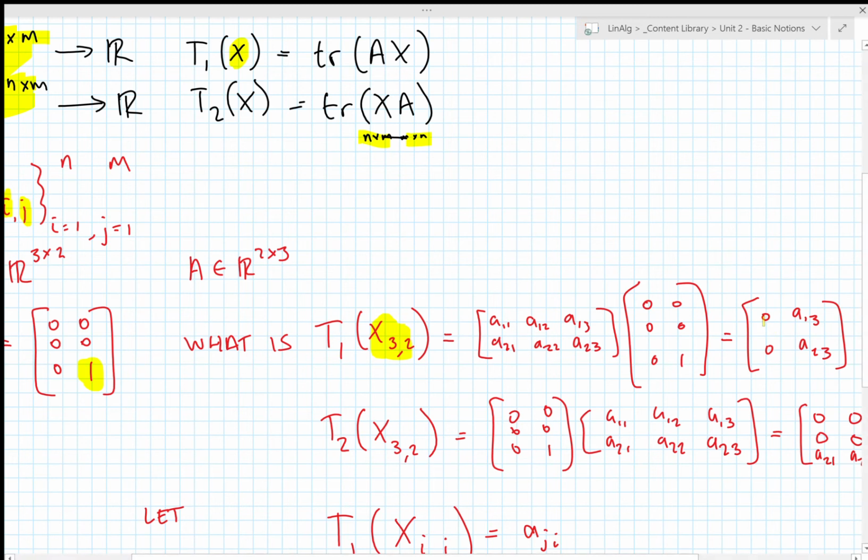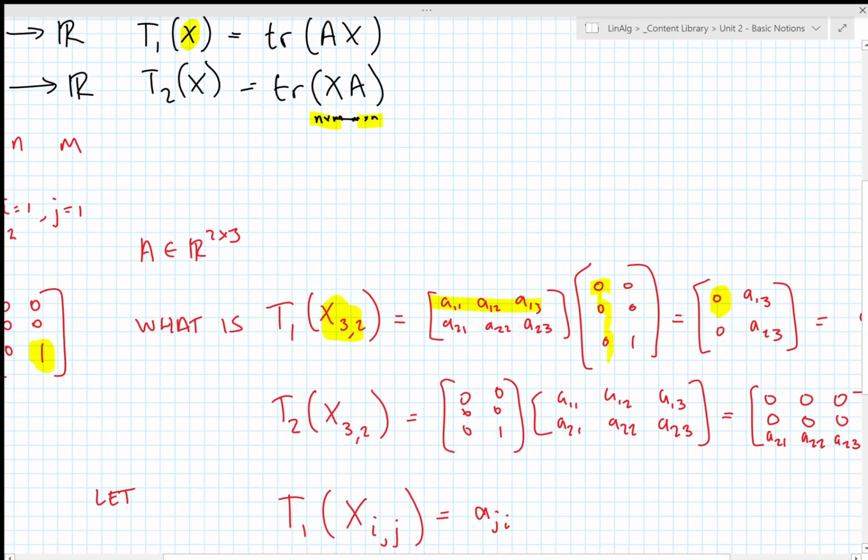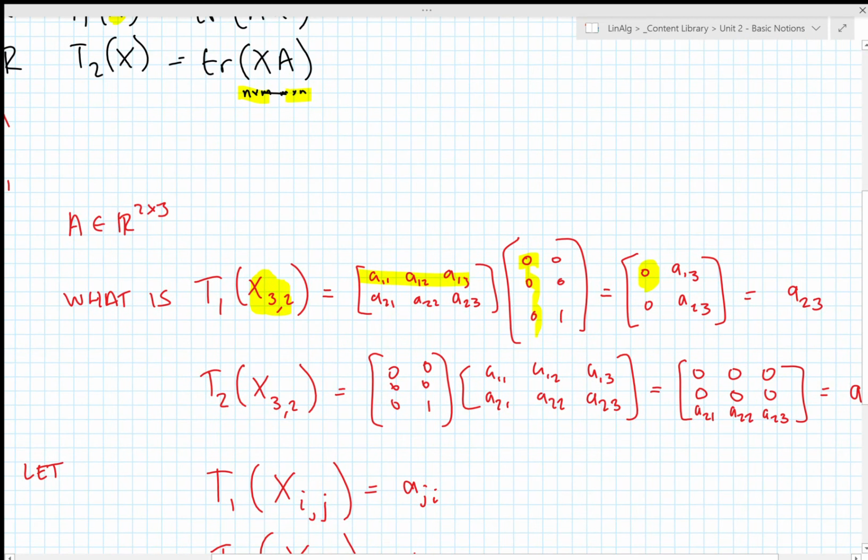To get the top left corner, I take the first row and the first column. That's going to give me zeros. When I take the first row and the second column, which has a 1 in it, it's going to populate this A13, and the same thing to get the bottom entries, I get an A23 at the bottom. Now when I take the trace of this square matrix, it's just A23 because it's the only one along the diagonal. Now let's take a look at what's happening to x32 in my operator T2.